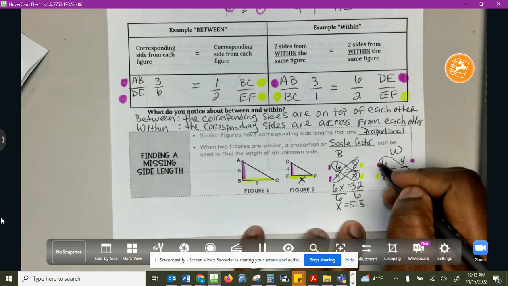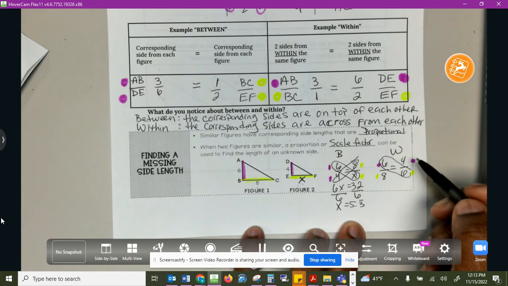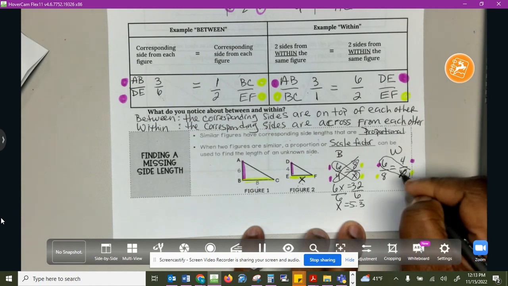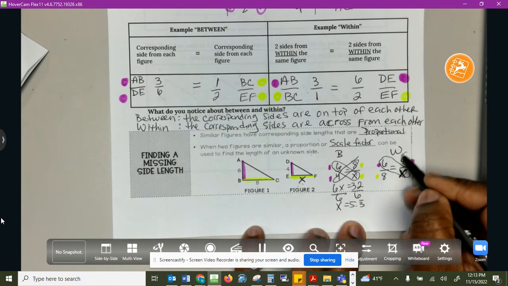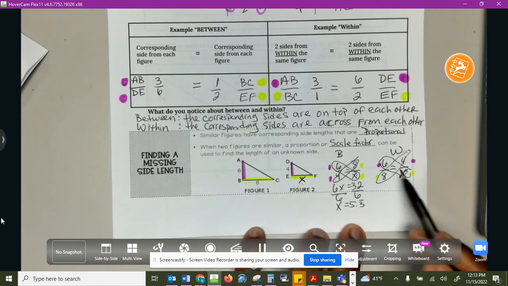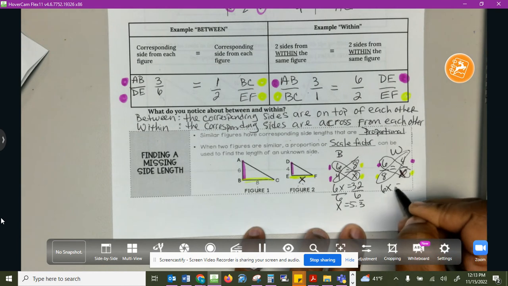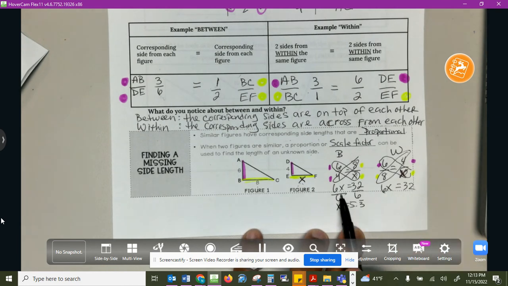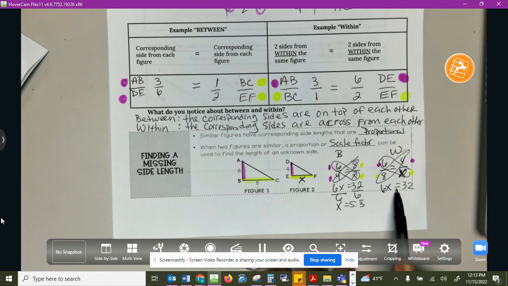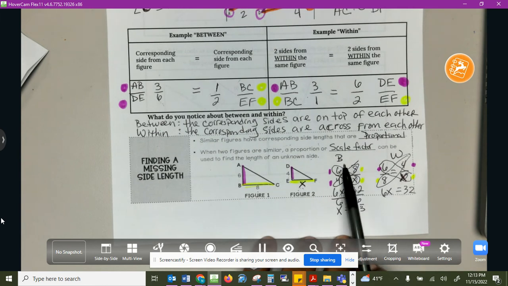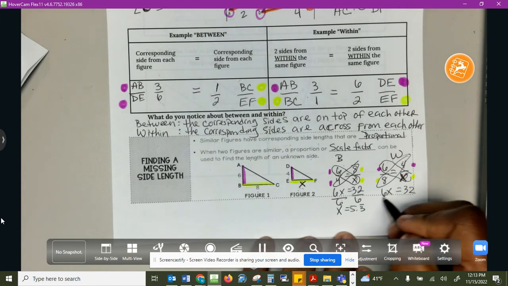So if I go to cross multiply, oops, wait a second, this should be x. When I go to cross multiply, you'll see what happened here. It's the exact same setup. Nothing changes. So what does that tell us? You can use between or within interchangeably, and you're still going to get the same answer.